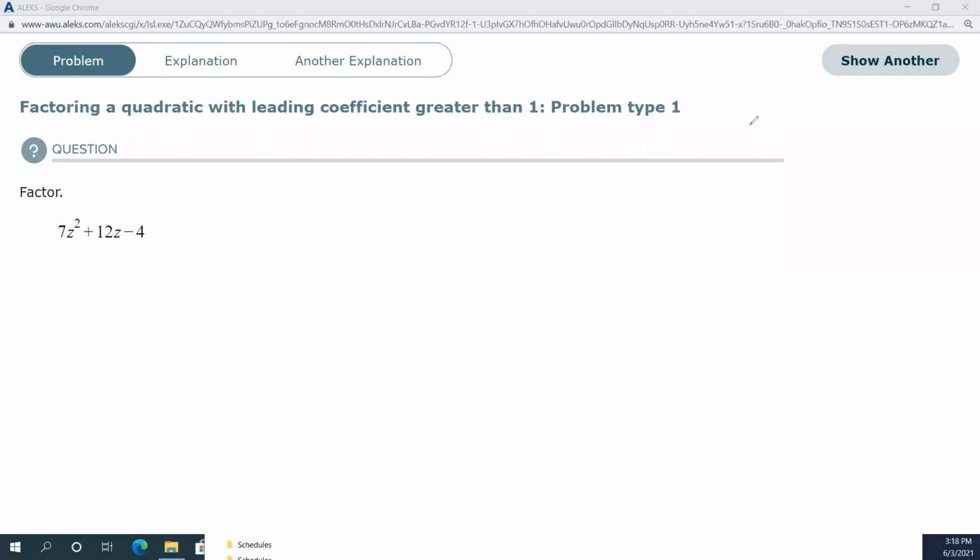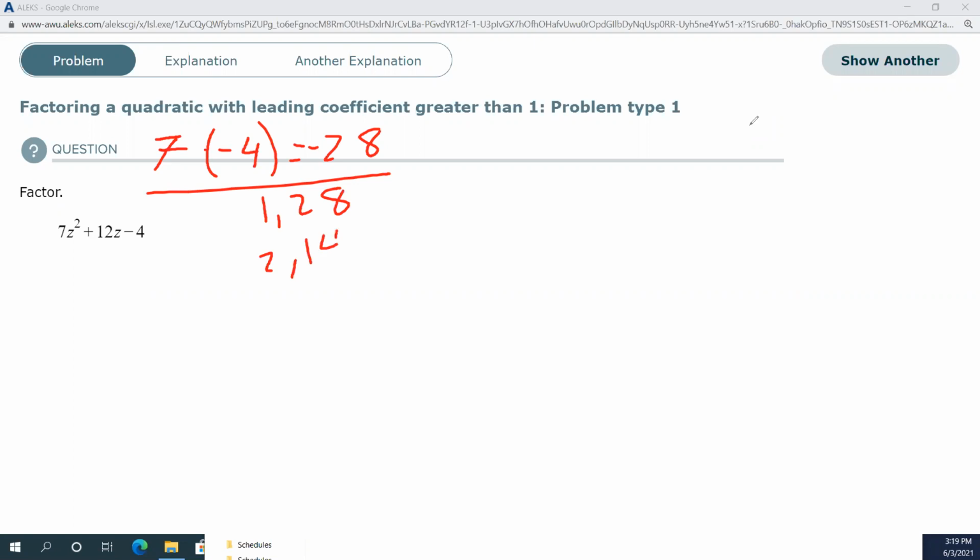Okay, so once again, it's a trinomial, it's quadratic, highest power of the variable is 2, and the leading coefficient is not 1, it's 7. So I'll do the a times c, and then I'll write down the pairs of factors that give me 28. It's not a lot, and that's it.